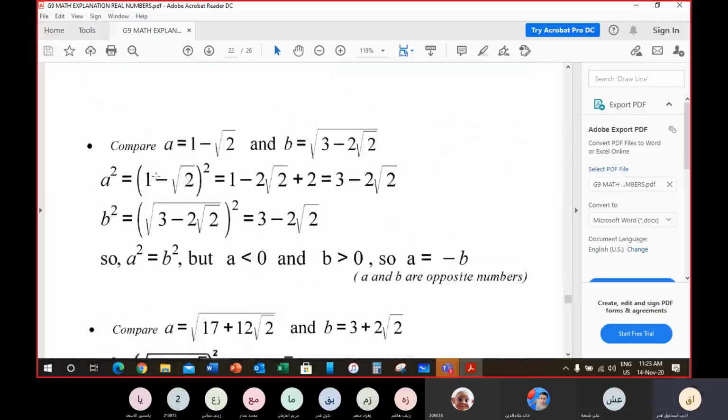Now I have exercises like these. Let's do this exercise. Compare A equals 1 minus radical 2 and B equals radical of 3 minus 2 radical 2. We square both, A squared and B squared. Are you following me?